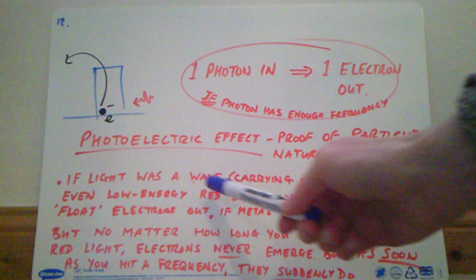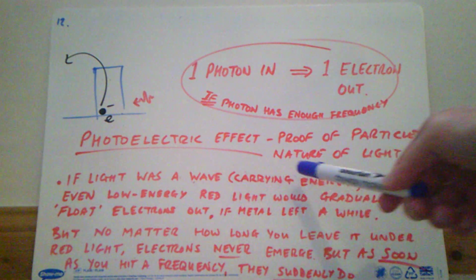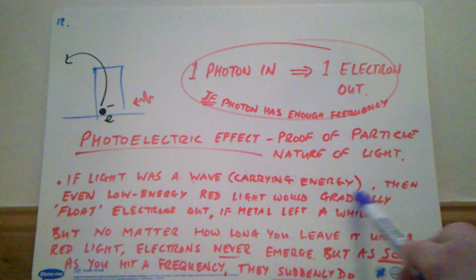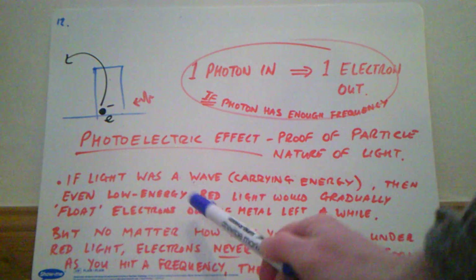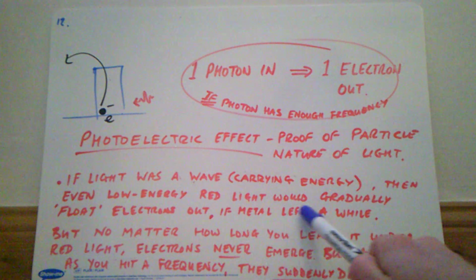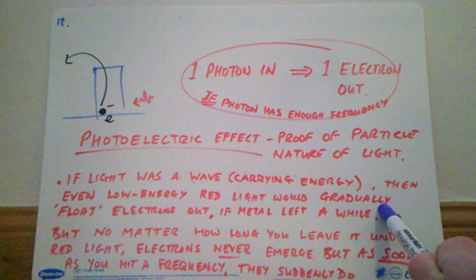Anyway, why is this proof of the particle nature of light? Well, if light was a wave carrying energy, because waves do carry energy, then even low energy red light would gradually float electrons out of an atom if a metal was left for a while. Let's expand on that.